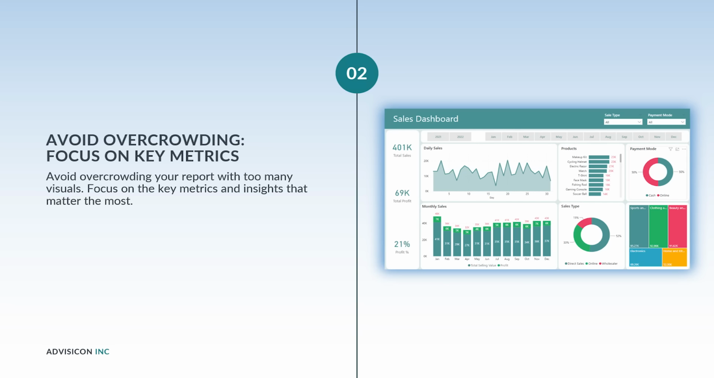By keeping your report visually clean and uncluttered, you allow the important information to stand out and make an impact. Each visual should serve a clear purpose, adding value to the narrative you're trying to tell. If a visual doesn't directly contribute to the key insights, consider removing it or simplifying it.